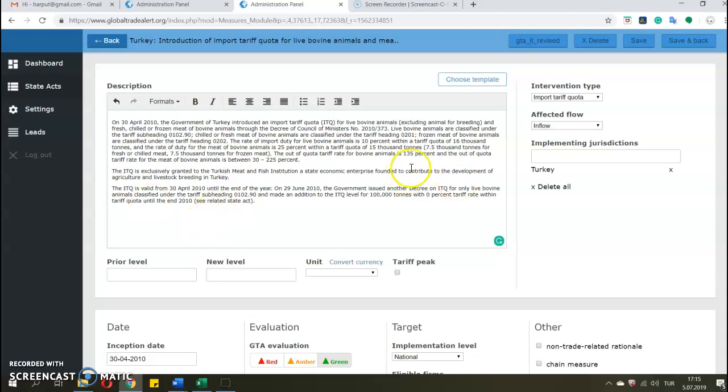The first thing, actually, is thank you for reminding me about this update. The 100,000 tons is only for one HS code. So I entered here: Government issued another decree on ITQ for only live woven animals classified under tariff subheading. So okay, I think I fixed this error.